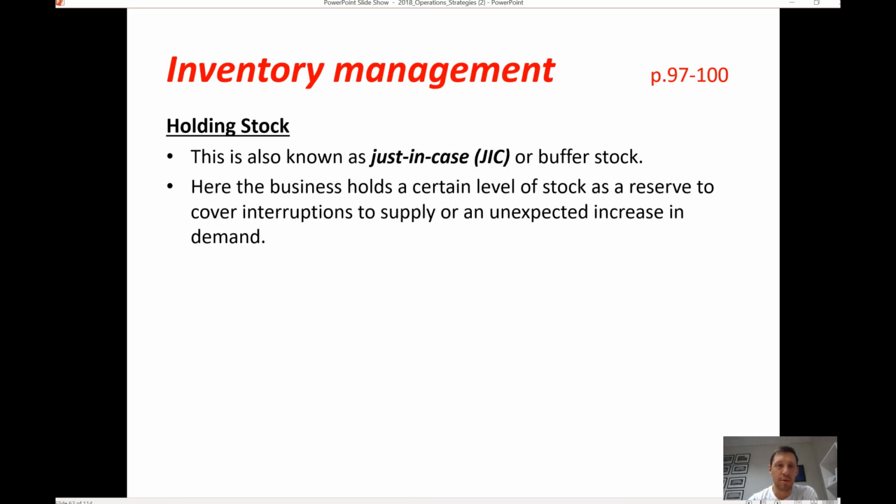So you've got one inventory management strategy, a pretty simple one, just in case. So that's holding a certain level of stock as a reserve to cover interruptions to supply or an unexpected increase in demand. So just in case is what a lot of businesses would do. If they're a retail store, for example, they'd have inventory on the shelves, so products, but then they'll have a lot of stock at the back just in case they sell all the inventory that's on the shelves and they need more inventory.